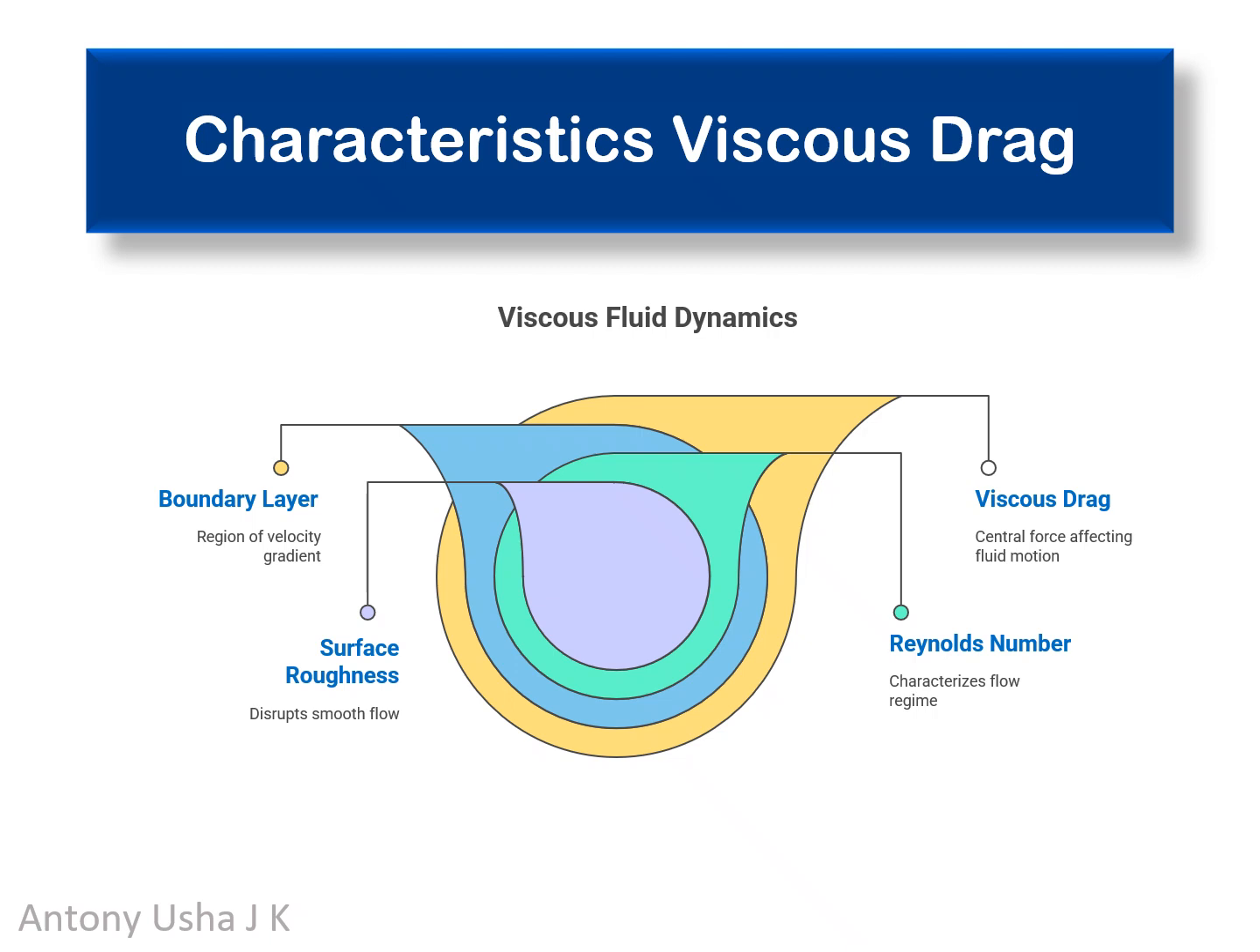And finally, the Reynolds number. The Reynolds number helps to characterize the flow, whether it is laminar or turbulent, and influences how much viscous drag will be experienced. Together these factors define how a fluid behaves near surfaces and how efficiently objects move through it.